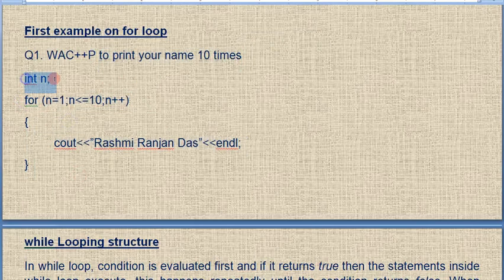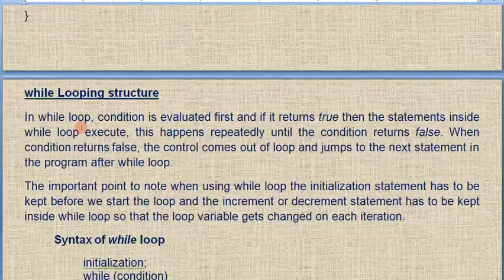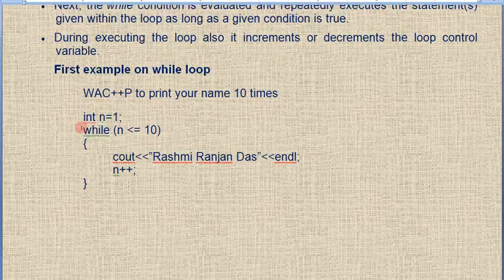We started with the variable int n, that is the declaration of the variable. Then we initialized here n equal to 1. N will continue till 10 as it is asking to print 10 times. Then we did here n plus plus, that is incrementing, because 1 to 10. Then we wrote here cout your name, because we have to print our name 10 times. This was the for looping structure. Let's check how it is possible in while, or what differences we find in while. Once you understand the for loop, you can easily understand the while loop.